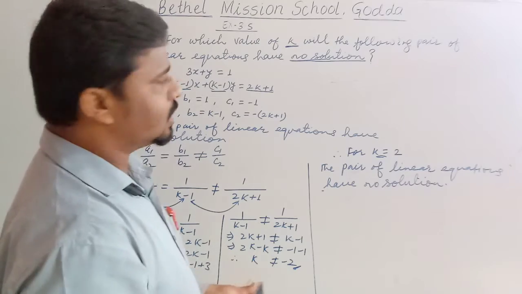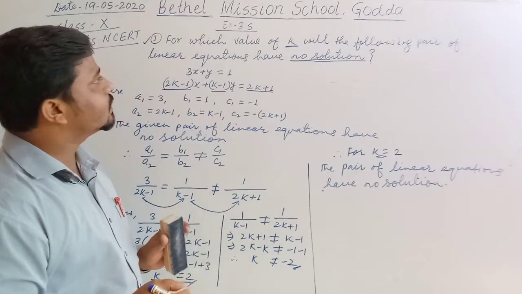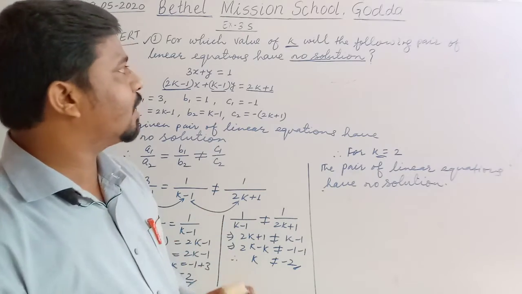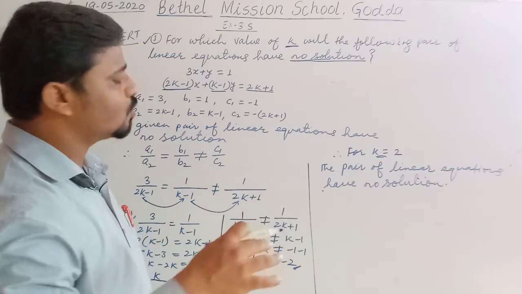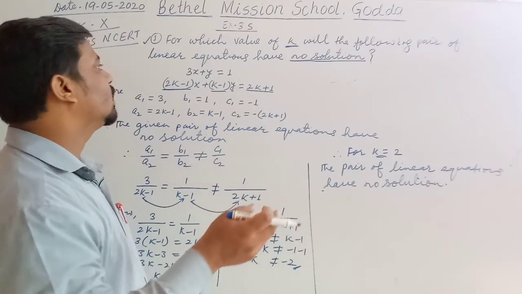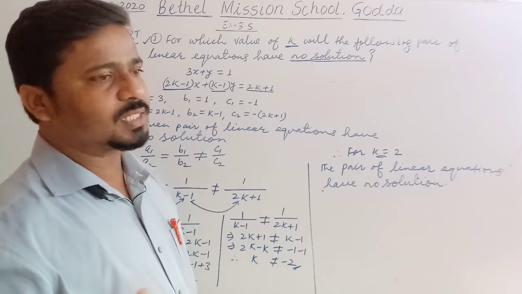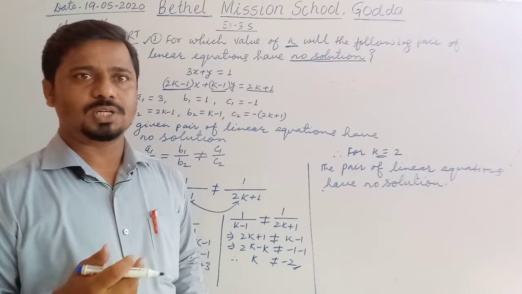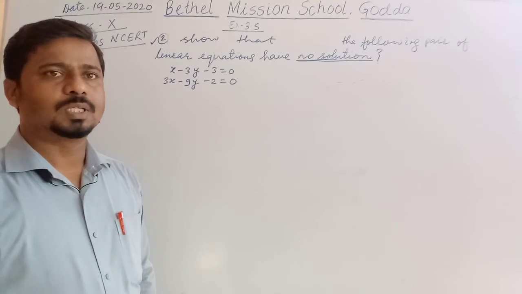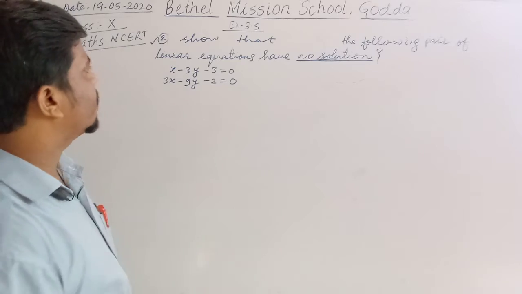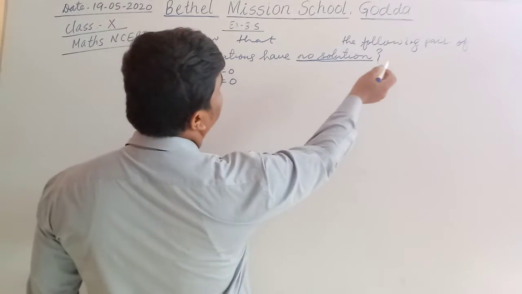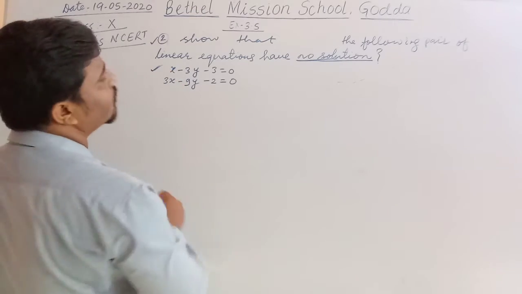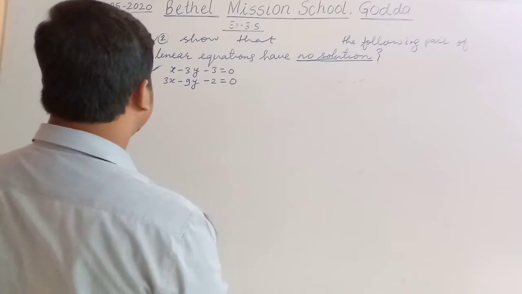And another question you have seen, where two equations are given and we have to prove that the pair of equations have no solution. So let's see how we will solve that question. Let's see the second question. It says show that the following pair of linear equations have no solution. That we have to prove.